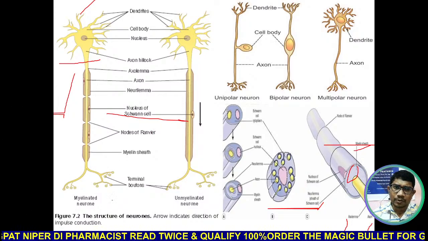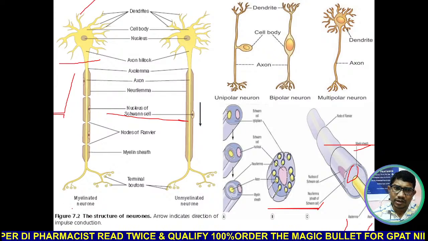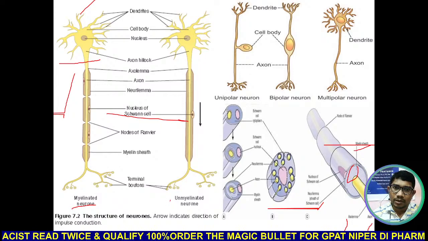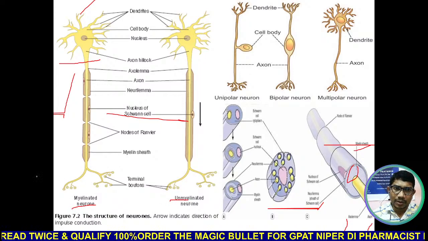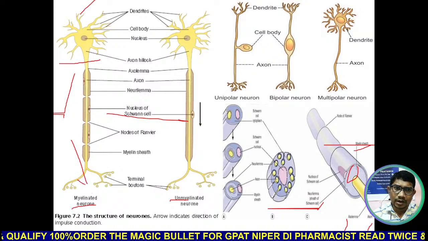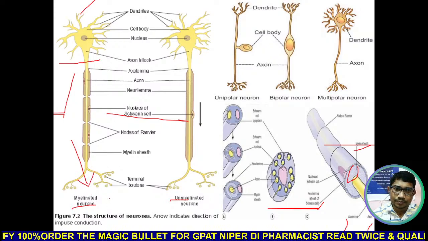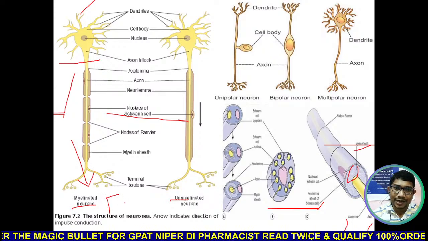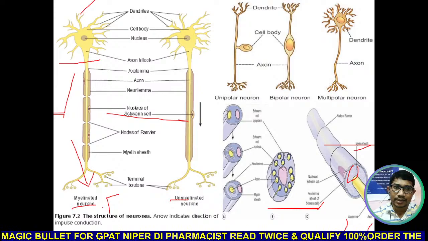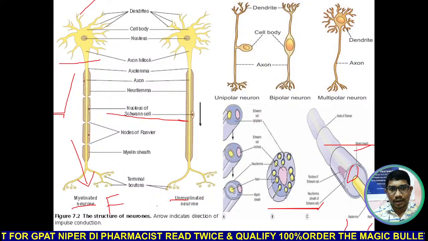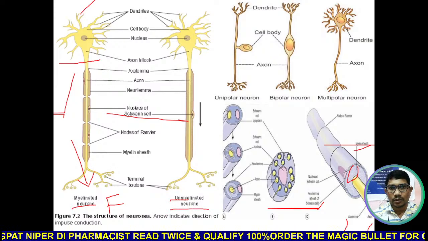There are two types of neurons. Myelinated neuron means the myelin sheath will be present here, and unmyelinated neuron means the myelin sheath is not present. So myelinated neuron conducts the impulse faster than non-myelinated neuron, as compared to non-myelinated neuron.